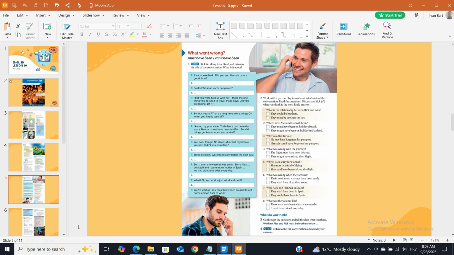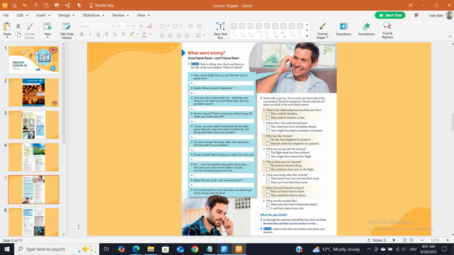2. Work with a partner. Try to work out Alex's side of the conversation. Read the questions. Discuss and tick what you think is the most likely answer. 1. What is the relationship between Rick and Alex? They could be brothers. They must be brothers-in-law.